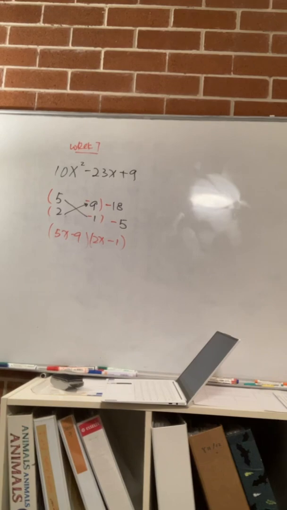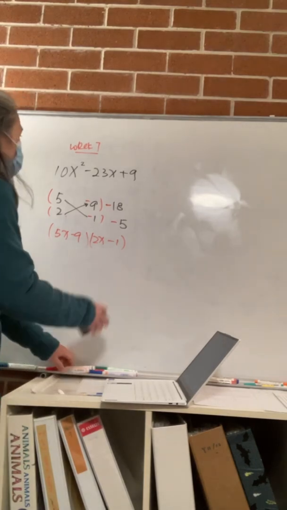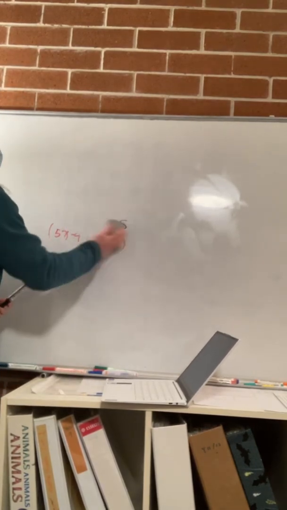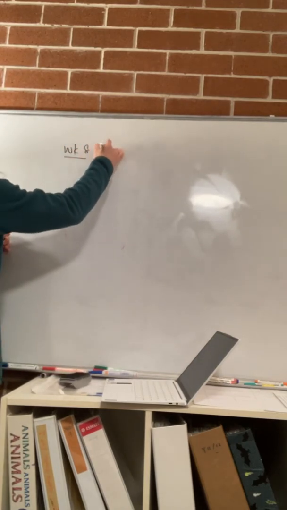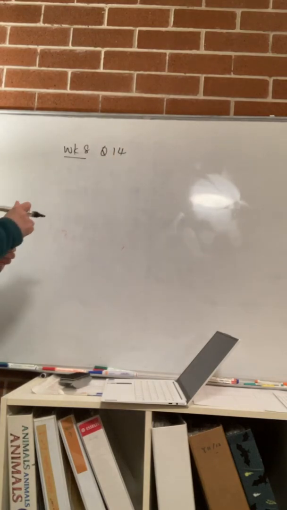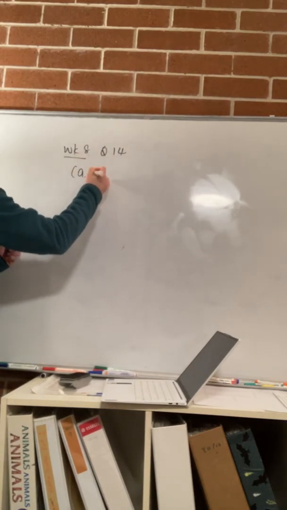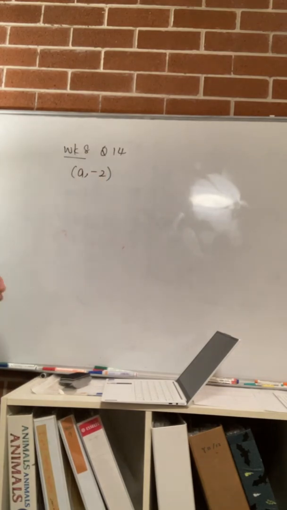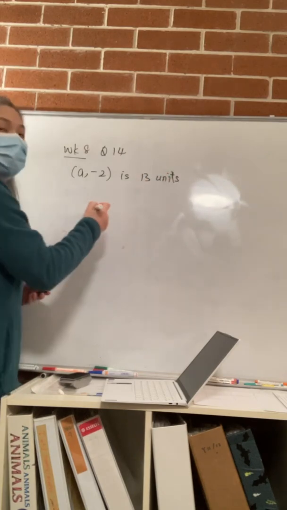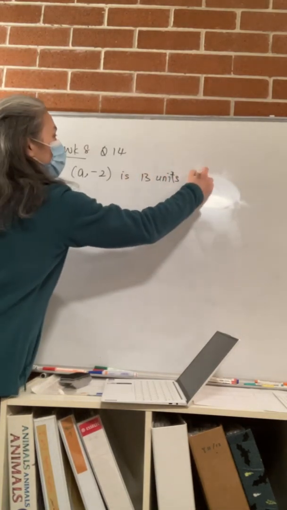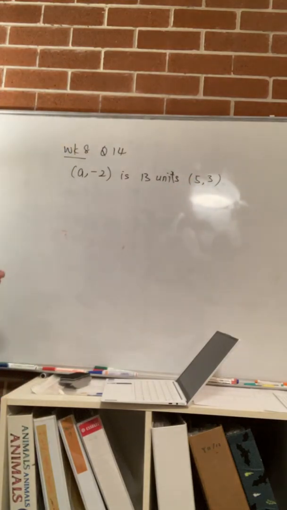Right, so I give you the point A, which is minus 2, is 13 units away from that point. What does that mean? Distance. So you have a point, which is A. Okay, I'm looking at week 8. What question is that, Nathan? Question 14. Okay, can you give me the first point given in there? A equals minus 2, and it's 13 units from 5, 3. Okay, so if you have that, you know the distance.